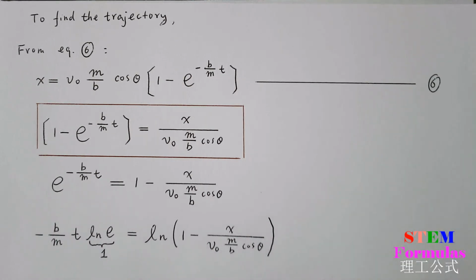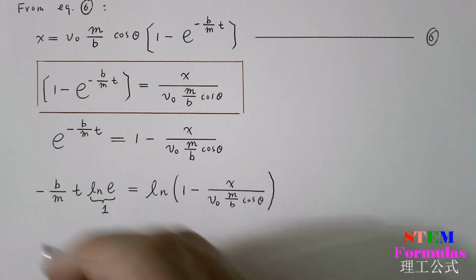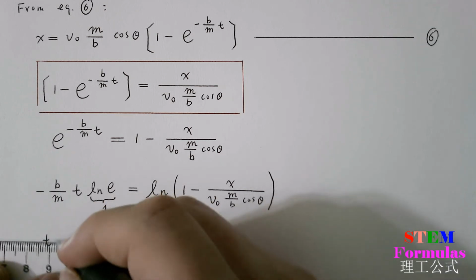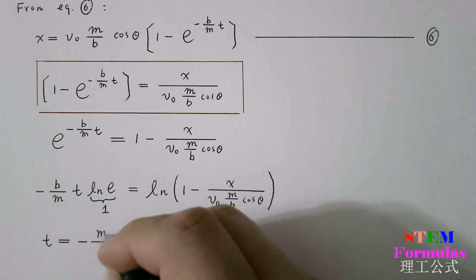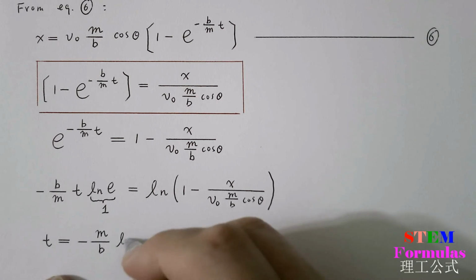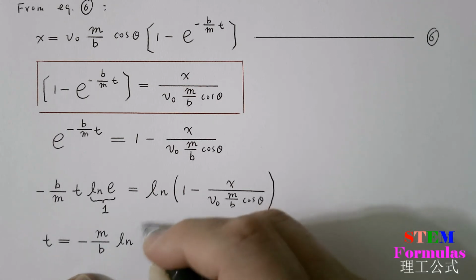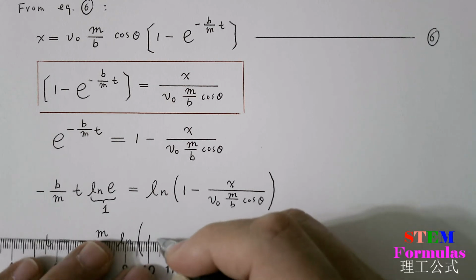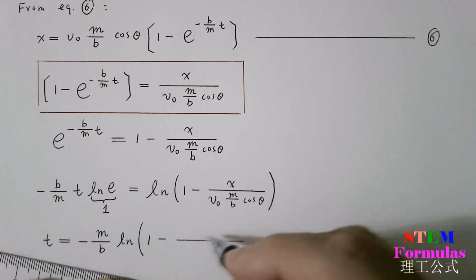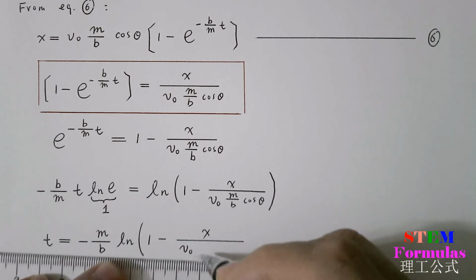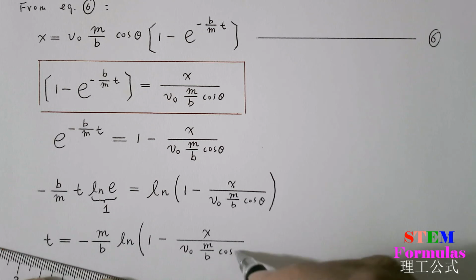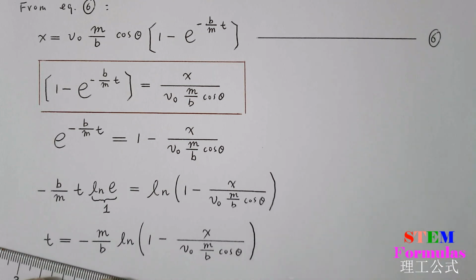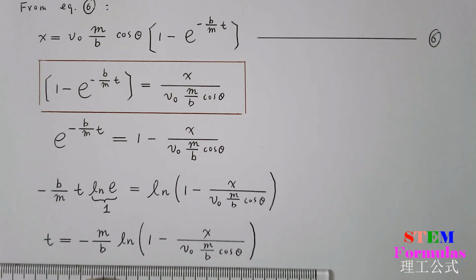And the time t we can write as minus m divided by b ln, bracket, 1 minus x divided by v0 times m divided by b cosine theta, bracket. And this equation we also need.